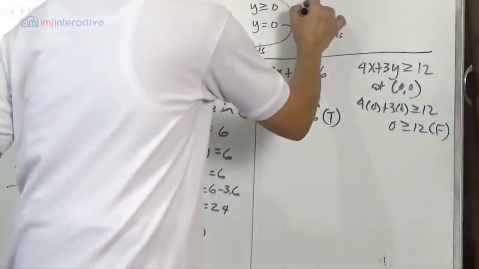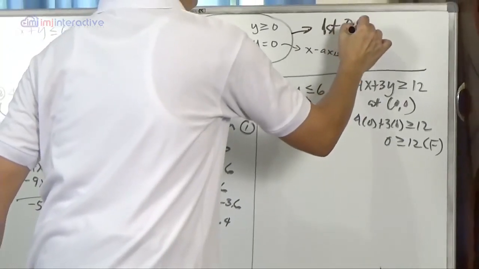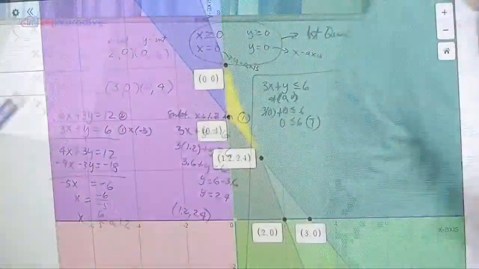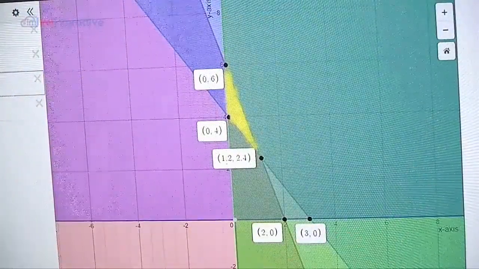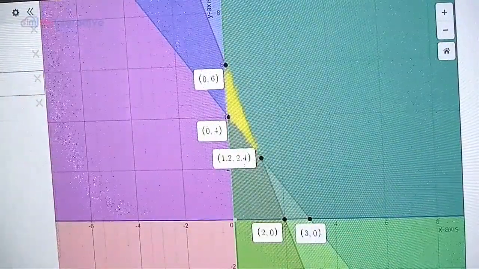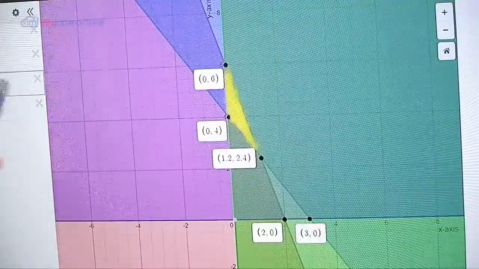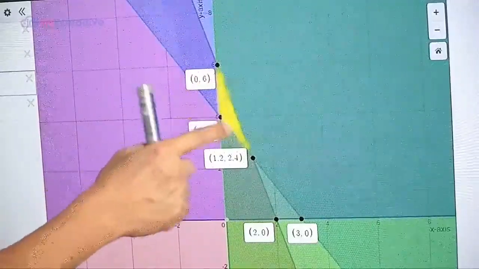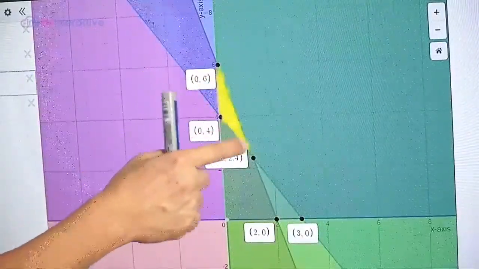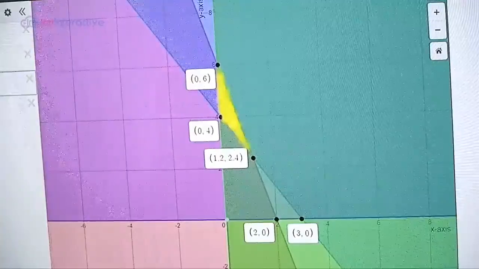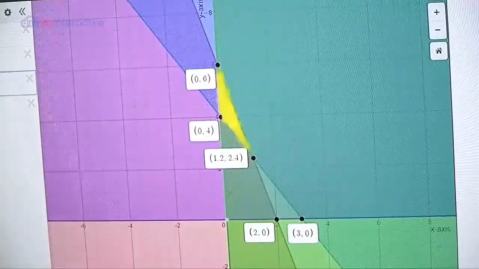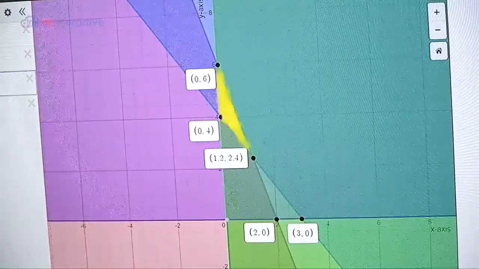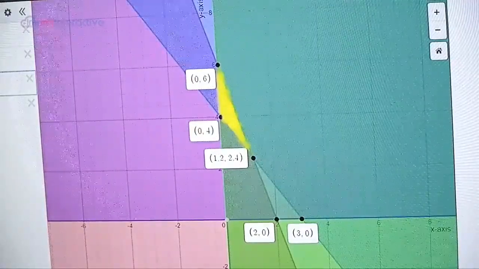So these two conditions simply say the first quadrant. So our concern here is only on the first quadrant. So taking all of this into consideration, that portion which is common to all is only this polygon representing a certain triangle. And these are the vertices. So now that we were able to identify the vertices, we have to go to step number 3.